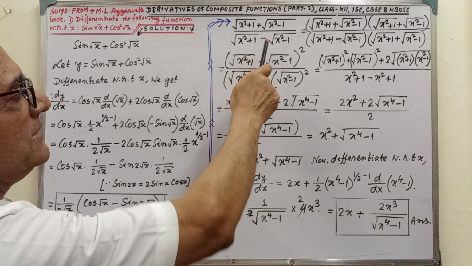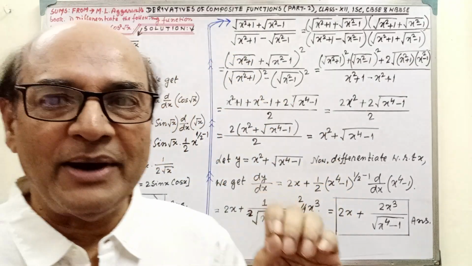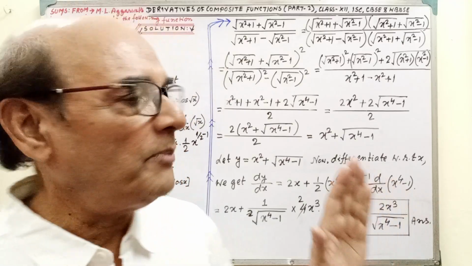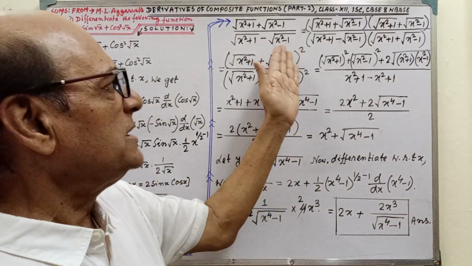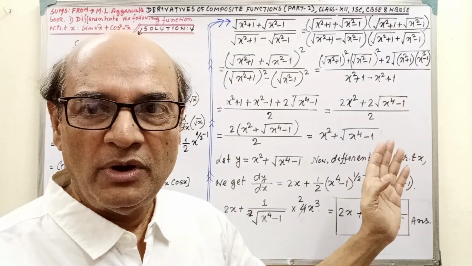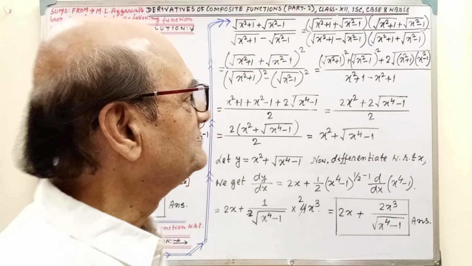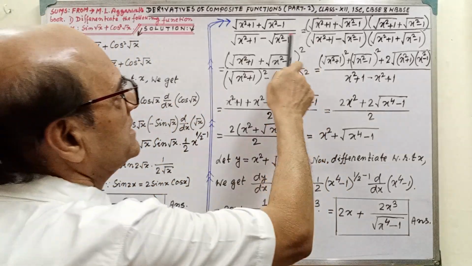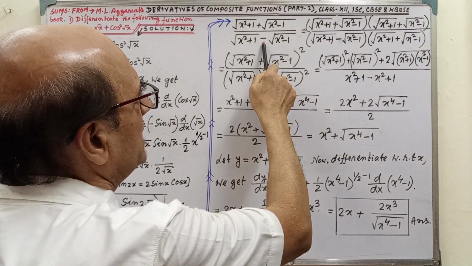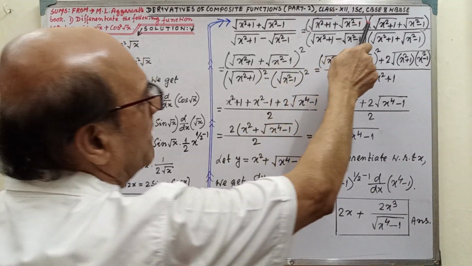After writing the sum, this expression directly we may apply the UV rule. Instead of applying the UV rule, first I want to simplify. After simplification, in the simplest form, then we will apply the formula. This is why we take the opposite sign of this, that is minus, and multiply the numerator and denominator.